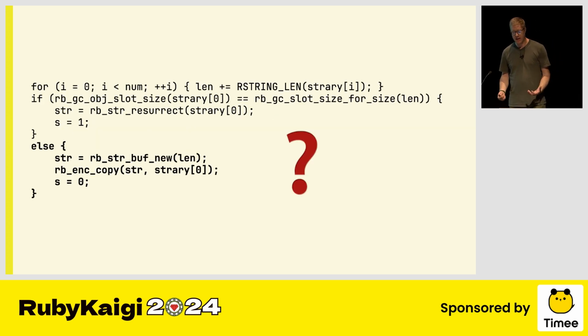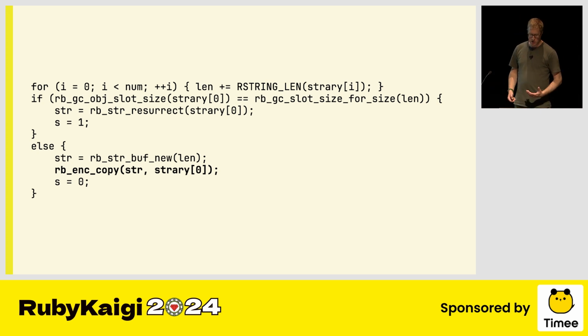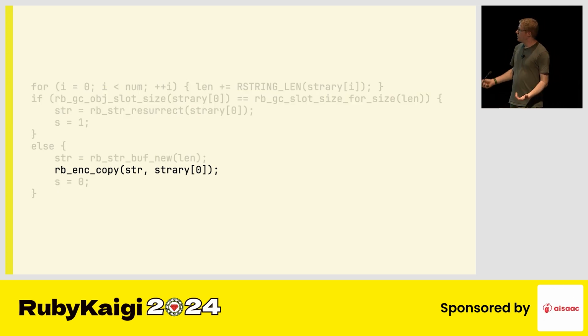So I took a closer look at the allocation path, and I noticed that it seems to be doing some extra work that the string resurrection path is not doing. And that is that once the new string is allocated, we then copy the encoding from the string at the head of the array into this new empty string that we've just created. And to do that, we're using a public API function, RB-enc-copy, and this is from Ruby C API.